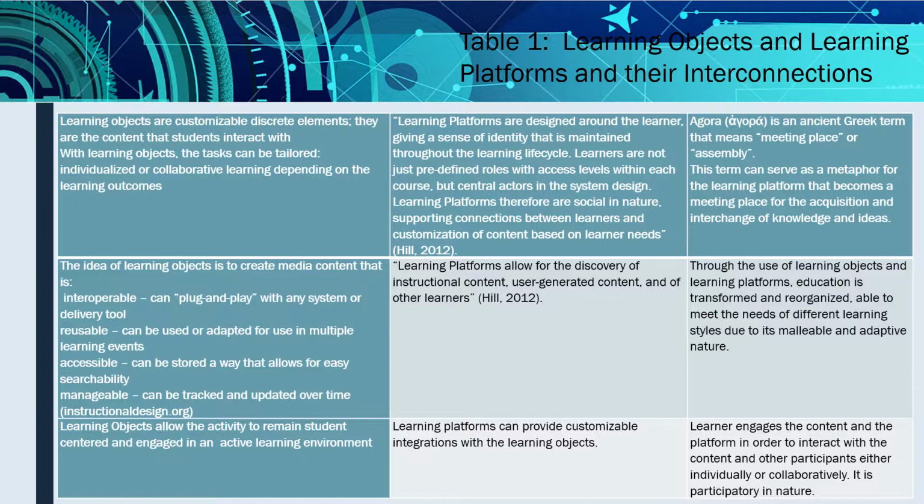This second part of the table includes learning objects are customizable and discrete elements. They are the content that students interact with, and with the learning objects, the task can be tailored, individualized or collaborative learning depending on the learning outcomes. This quote by Hill on learning platforms is that learning platforms are designed around the learner, giving a sense of identity that is maintained throughout the learning life cycle. Learners are not just predefined roles with access levels within each course, but central actors in the system design.